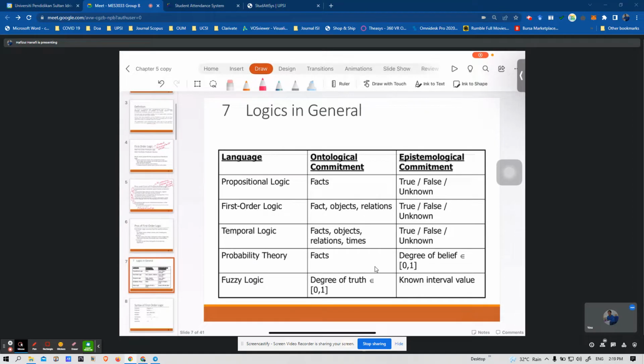Then logic in general: we have propositional logic with facts as its ontological commitment. We have first order logic based on facts, objects, and relations. We have temporal logic, probability theory, and fuzzy logic. For the epistemological commitment, we have true, false, unknown for propositional logic. For first order logic, also the same, and the same for temporal logic.